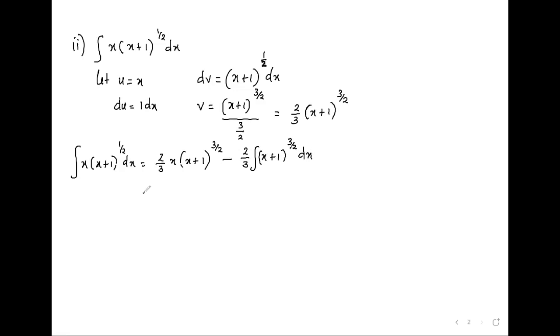So we're almost done. Let's just integrate again. Minus 2 over 3. And then when we integrate this, it will be x plus 1 to the power, we are adding a 1 now, so we get 5 over 3 divided by 5 over 3 plus a constant c.